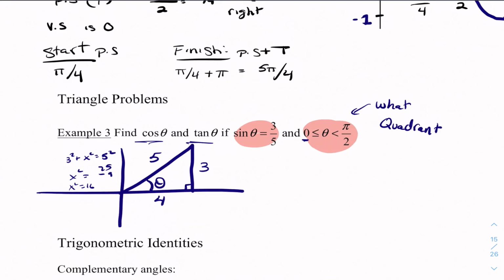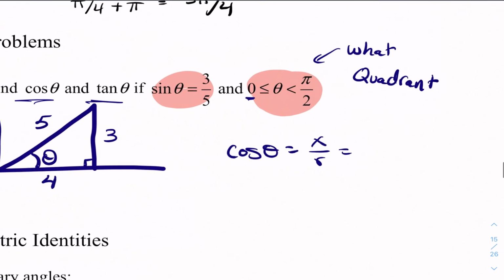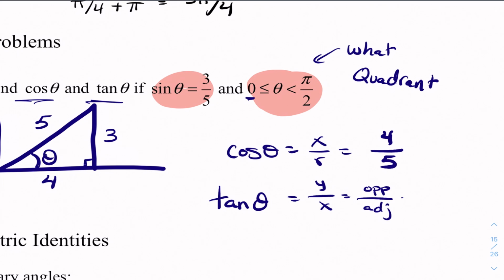Now once I have that, cosine is just x over r, or adjacent over hypotenuse. So in this case, it would be 4 over 5. And tangent is y over x, or opposite over adjacent, or sine over cosine, whichever you want to use to find the missing values. We just know that the tangent of the angle would be 3 over 4.